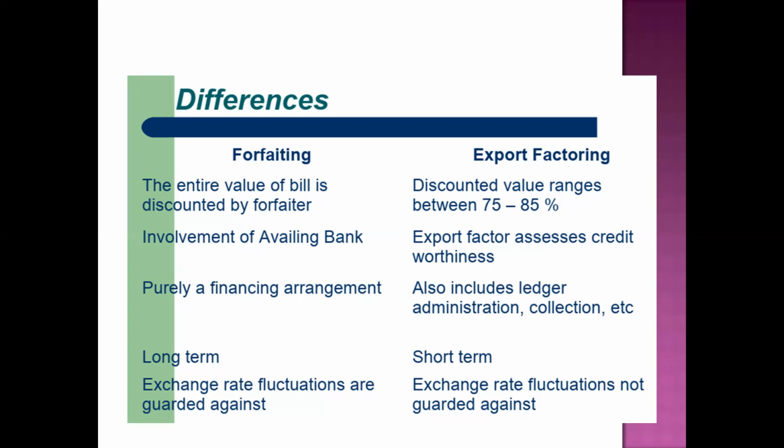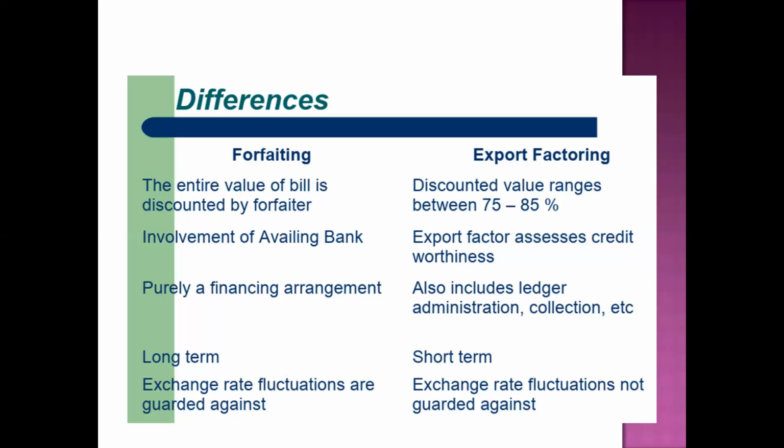The next one is the nature of service. Forfeiting is purely a financial arrangement. The basic idea is to earn money out of financial services by the forfeiting company. But factoring also includes ledger administration, collection, etc. In this case, the factoring company acts as a representative of the credit seller. On behalf of the seller, it acts like an administrator and collector of funds from the foreign company. Forfeiting is a long-term financial service, whereas factoring is a short-term financial service.